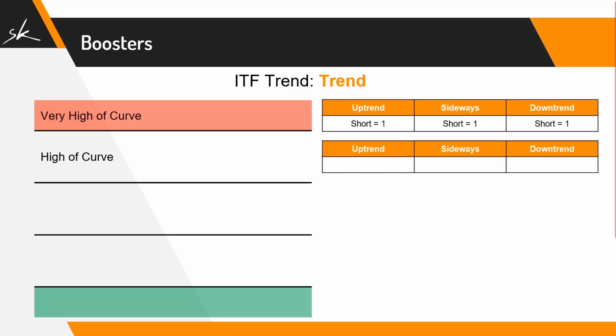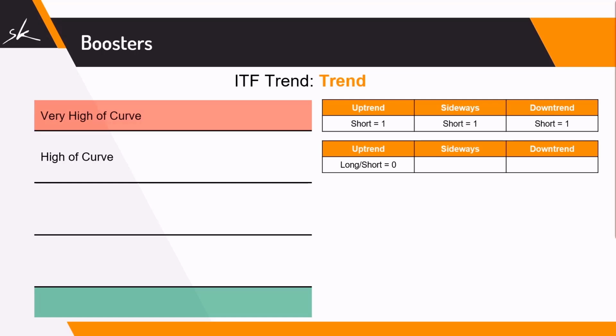At high off the curve location, in uptrend, prices can continue moving up until it hits the very high of the curve. And since we are close to expensive price, long will not be the logical action. Therefore, in an uptrend, be that a long or a short trade, booster score will be 0.